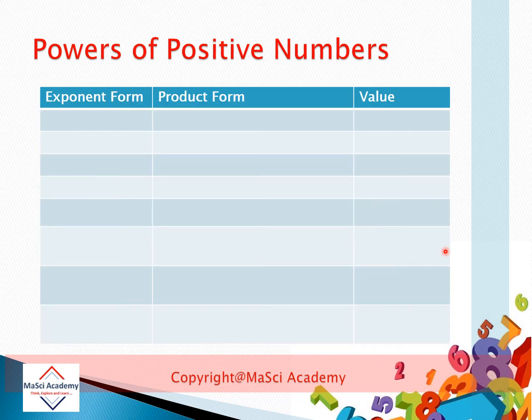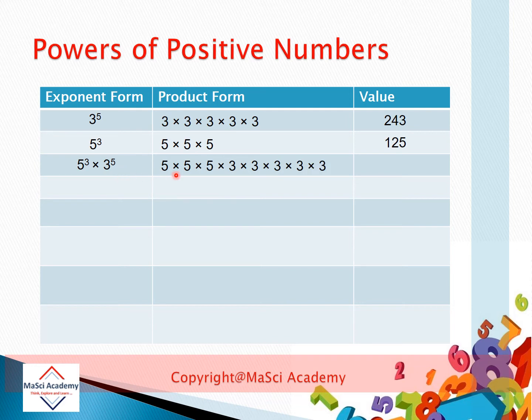Let's look at a few examples that involve powers of positive numbers. The first example is 3 to the power 5. It can be written as 3 cross 3 cross 3 cross 3 cross 3 in the product form, which evaluates to 243. 5 to the power 3 can be written as 5 cross 5 cross 5, which comes out to be 125. If we have a combination of both these, 5 cube multiplied by 3 to the power 5, it becomes 5 into 5 into 5 into 3 into 3 into 3 into 3 and into 3, which evaluates to 30375.